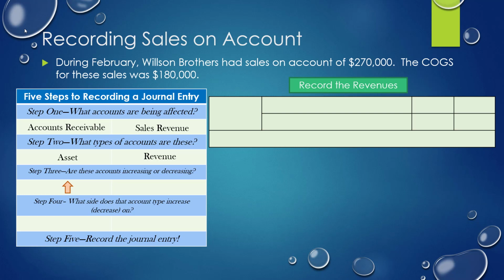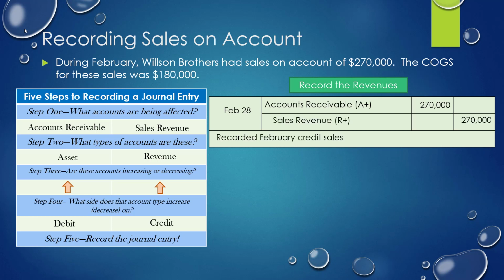Well, we just sold more goods. That also has to be going up. And assets go up on the debit side, while revenues go up on the credit side. So our journal entry to record the revenue portion of our February sales is on February 28th. We debit accounts receivable for $270,000. We credit sales revenue for that same amount of money in our journal entry to record February's credit sales.